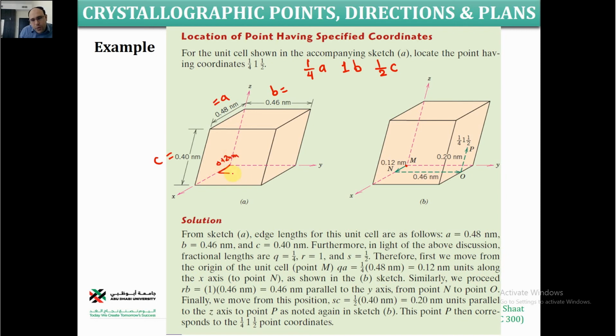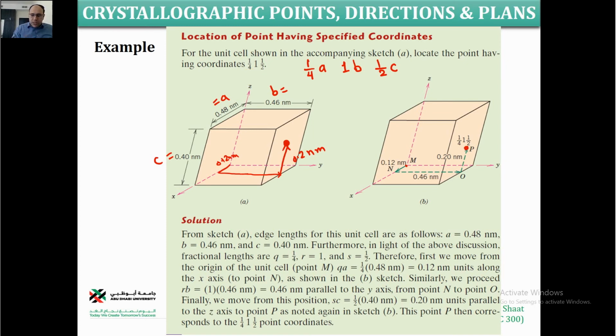Then you're going to move parallel to y, the entire y, right? So you're going to move the entire distance because y is 100% or 1. Then you're going to move parallel to z. Remember that parallel to z should be inclined parallel to z. How long? Half of the c. The c is 0.4 nanometer. It means that you should jump up with 0.2 nanometer, half of this height, till you reach this point. So this should be the point B with these coordinates or crystallographic coordinates.